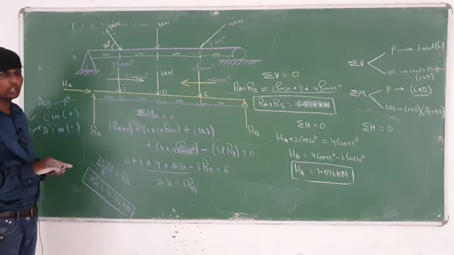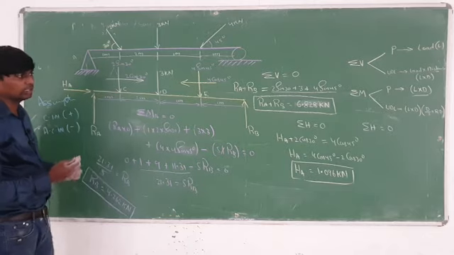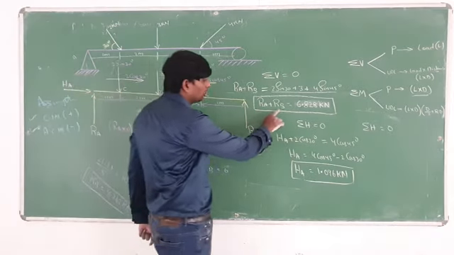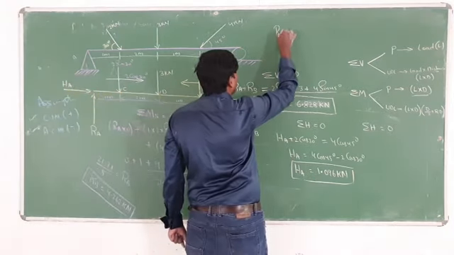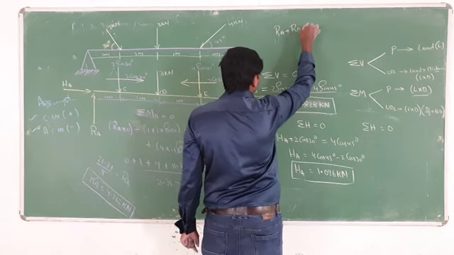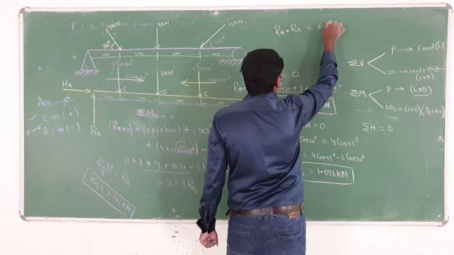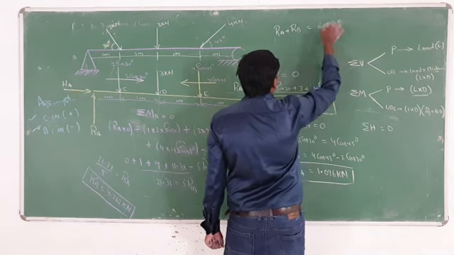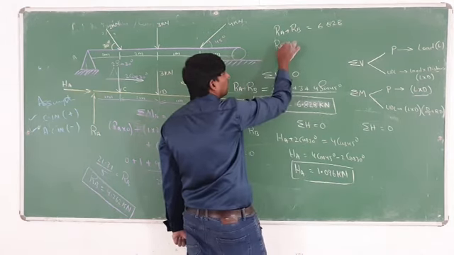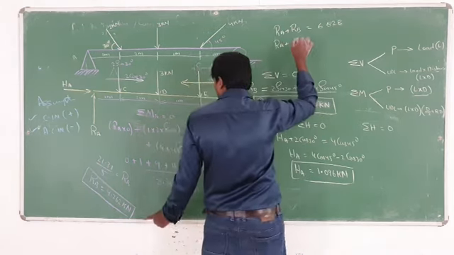And he is asking to find out the value of RA also. Reactions means RA and RB. Here you have to substitute. How much did you get here? RA plus RB is equal to 6.828. Now, which value do you have to substitute, RA or RB? RB.